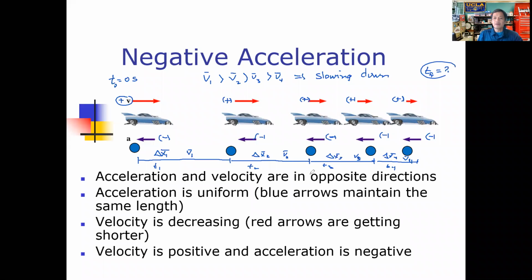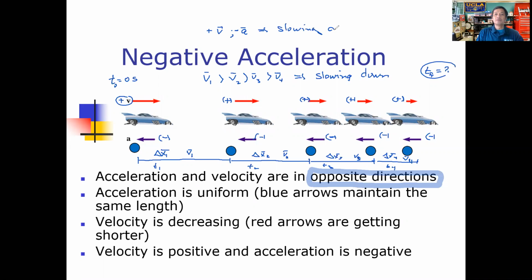If the vectors are in opposite directions, and make sure you keep this in mind, that means the object will be slowing down. If the vectors are in opposite directions, they have to be slowing down. Make sure you keep that in mind. So let's make sure you write this. Here we have the velocity being positive, the acceleration being negative, which means they have opposite signs. The object is slowing down.